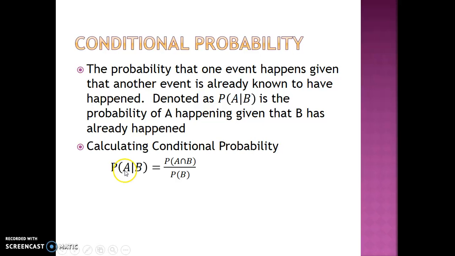Calculating conditional probability: the probability of A given B is equal to the probability of A intersection B, or A and B, divided by the probability of B.